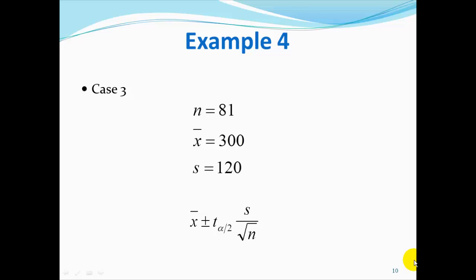So for this problem, it's case 3, a large sample case with sigma unknown. So our confidence interval formula should be x bar plus or minus t alpha over 2 times S over the square root of n. We know our x bar, our S, and our n values, so we should proceed with computing our t alpha over 2 value.